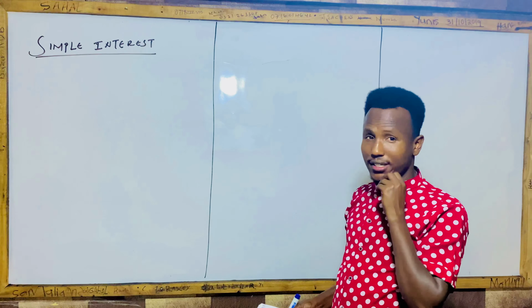You are told Abdi deposited. Bear in mind this terminology here. Once you are told Abdi borrowed or Abdi deposited, we say that in mathematics, money borrowed or money deposited is what you normally call principal. Don't forget that. The moment you hear those two words, borrowed or deposited, that's your principal. So you are told Abdi deposited shilling 2400 in a bank which paid simple interest at the rate of 5% per annum.